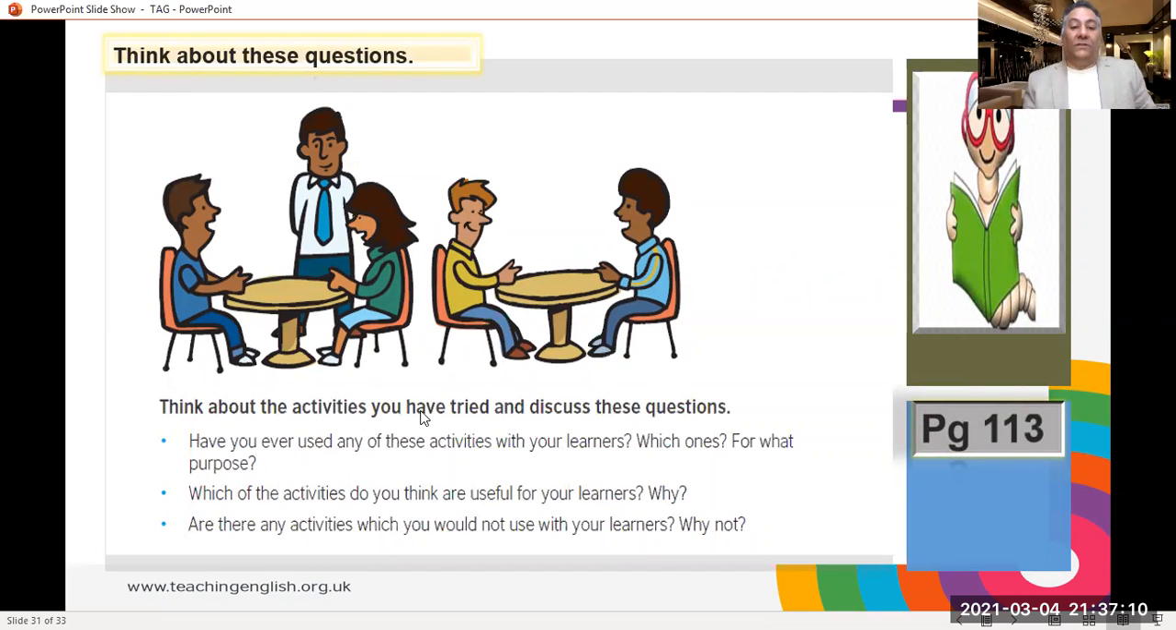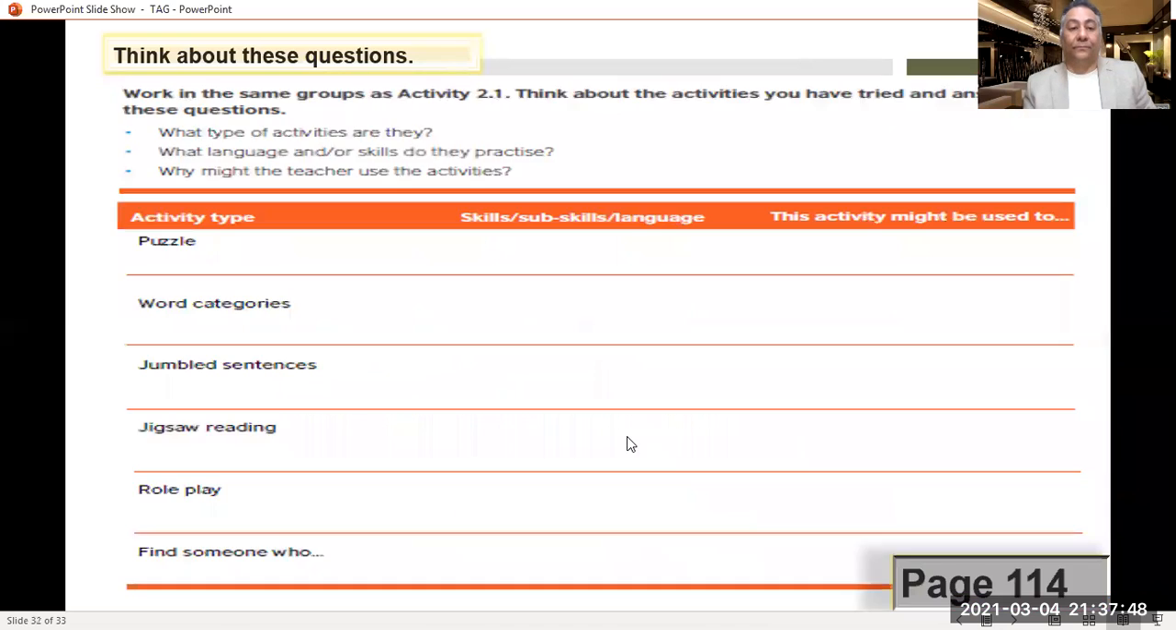Now think about these questions. Think about the activities you have tried and discuss these questions. Have you ever used any of these activities with your learners? Which ones? For what purpose? Of course, we are talking about the coming exercise. In the next slide, there is an exercise you will think about through these questions. Which of the activities do you think are useful for your learners and why? Are there any activities which you would not use with your learners? Why not? So think about these questions.